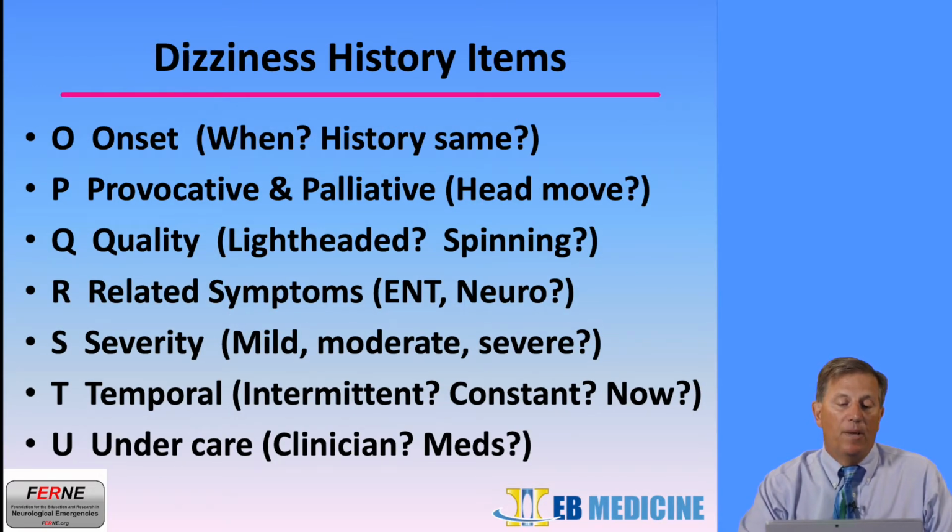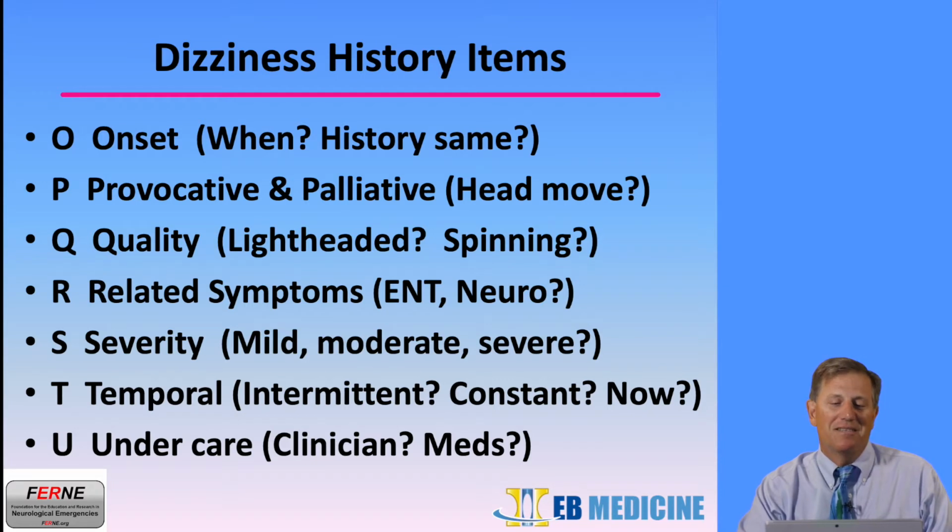What are our history items? I like the OPQRSTU system. Onset. When did it start? Is there a history of the same or similar onset? P, provocative and palliative. In other words, does head movement make it worse? Does lying down with your eyes closed make it better? Q, quality. Is it actually lightheadedness or spinning?